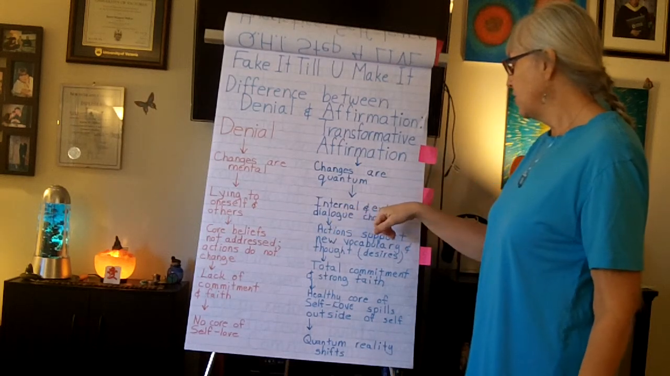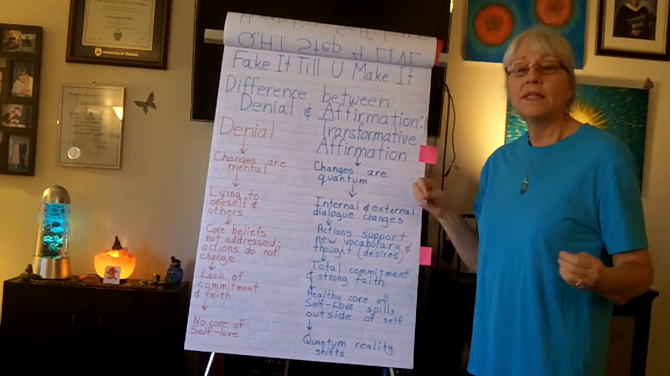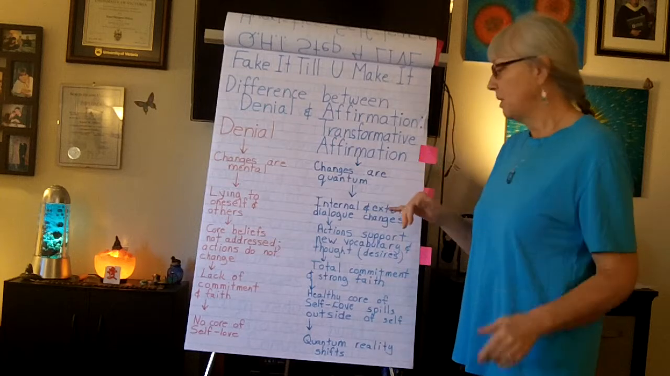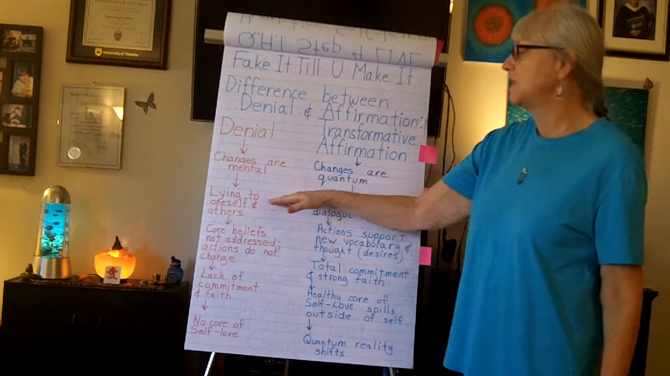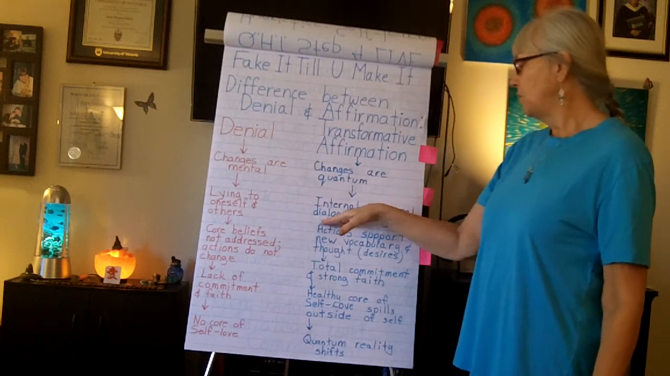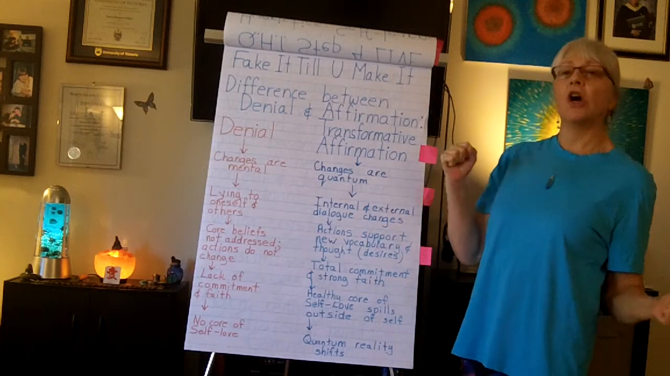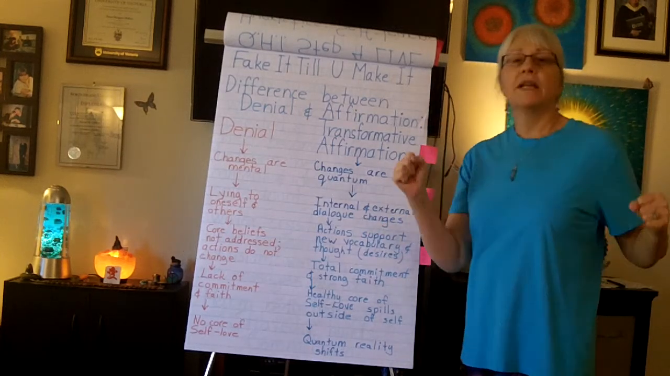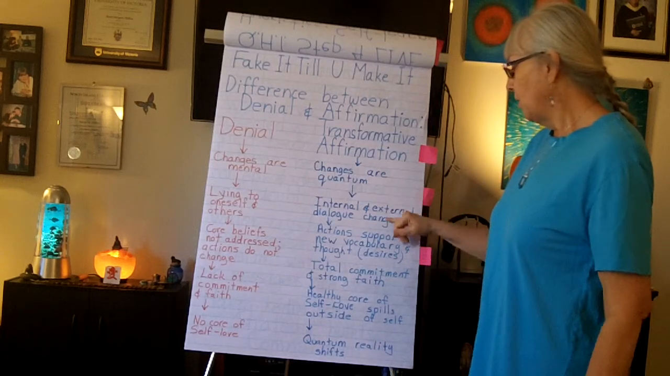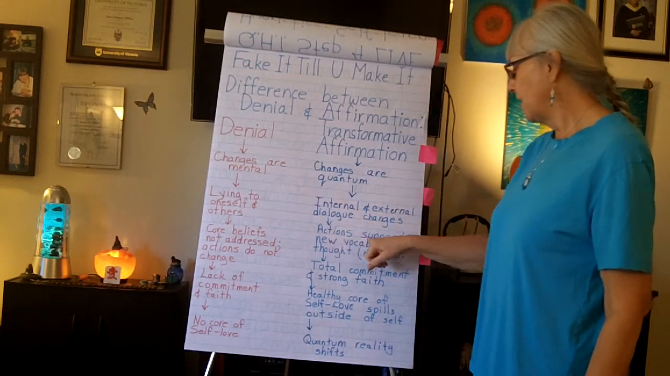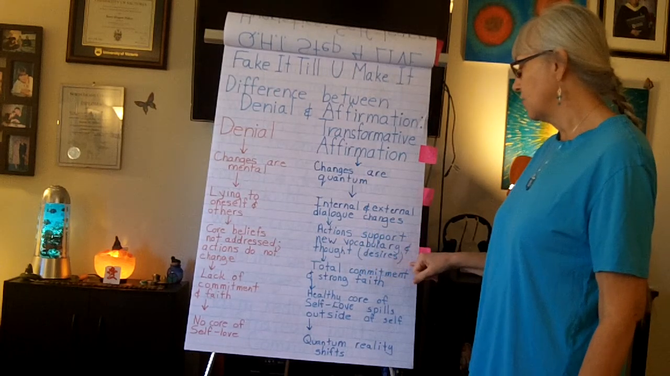What happens is our internal and our external dialogue changes. So what we tell ourselves and what we tell other people changes. At this point it sort of does look like lying, and it's pretty challenging in the beginning. It's like turning a big wheel. It's hard at the beginning, and as you turn it and get momentum, it gets easier and easier. Okay? So now what we want to do is have actions that support our new vocabulary and our thoughts and our desires.